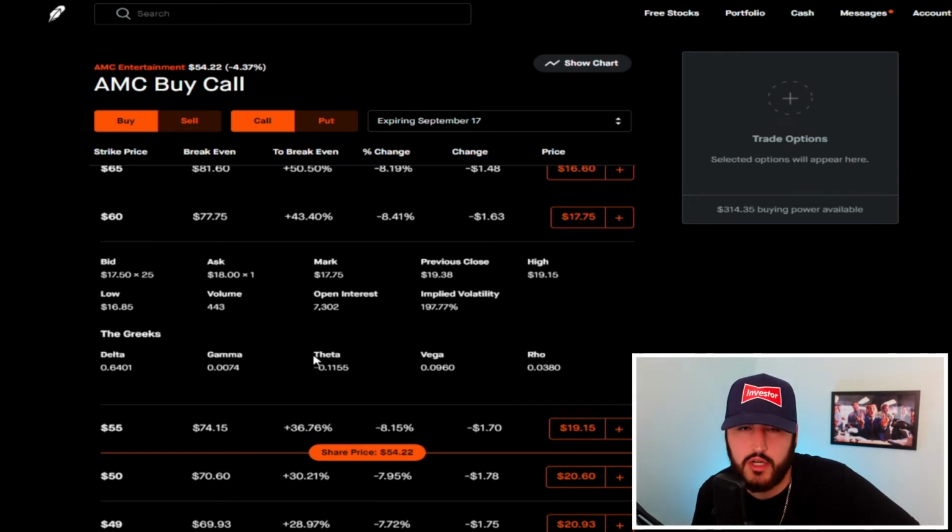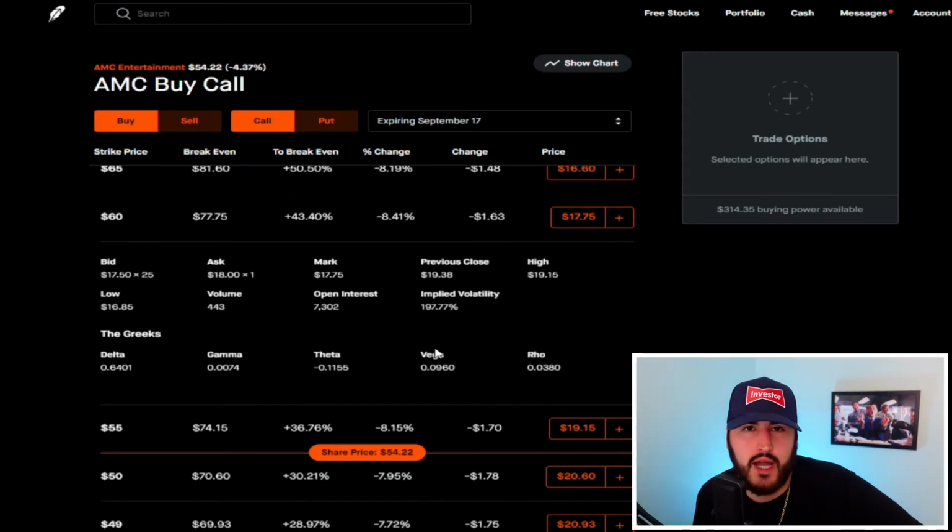So theta, because it starts with T, this is time decay or theta decay. This corresponds to the decrease in value of your option given each day that passes. So tomorrow, this option would lose around 12 cents, 0.1155 each day. And as you get closer and closer to expiration date, this value will change and it's going to go up depending on where the stock is. But right now, the theta is 0.1155. So tomorrow, this would lose around 12 cents in the premium. So that's also very important to understand.